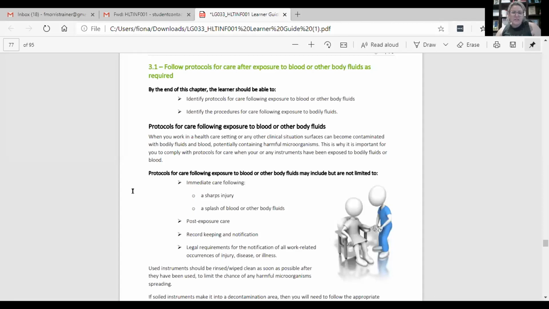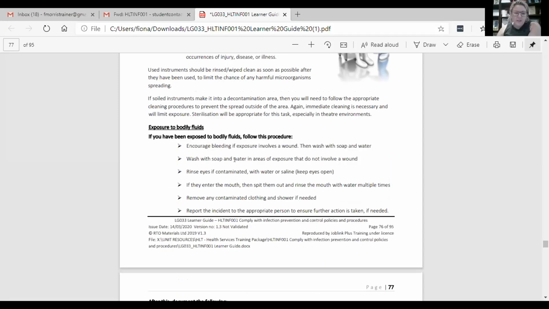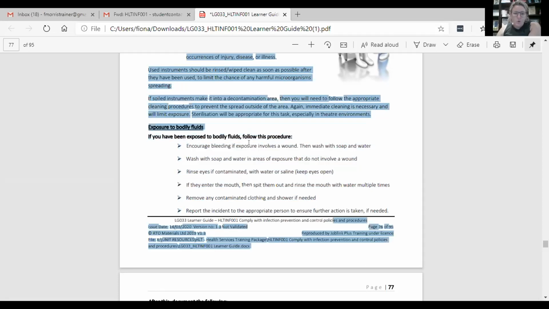So basically the protocols for care following exposure to blood or other bodily fluids are these ones here. And you can bring those over as a list. You can copy those straight over. Now you do want to add in this section here to that question. You want to add in that used instruments should be rinsed. Soiled instruments need to be put into a decontamination area. Question 2 on that one is, what are the procedures for people who are exposed to bodily fluids? And you've got that here. There you go. So it's all of those that you want to be listing.